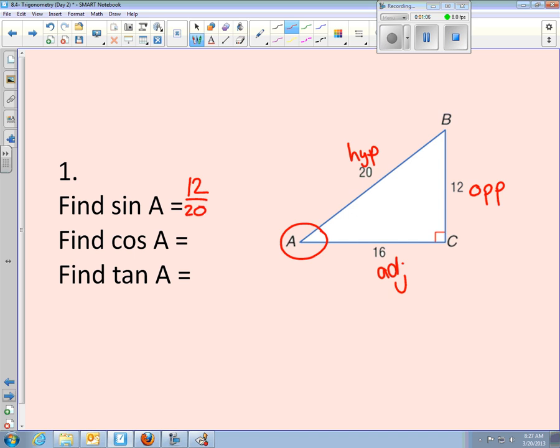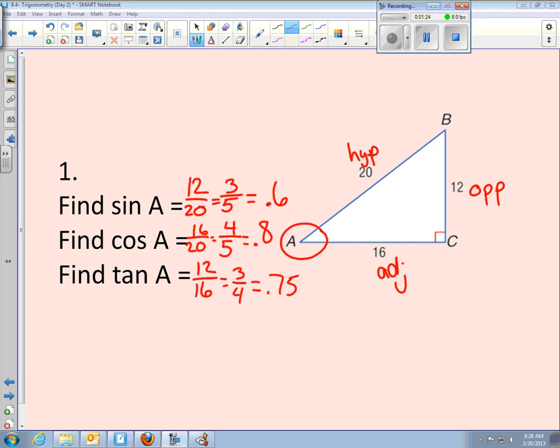All right, so sine of A, remember, is opposite over hypotenuse, so we have 12 over 20, and if we reduce that, because we can, that's going to give us 3 over 5. Both of them are divisible by 4, and as a decimal, that will be 0.6. All right, you take a moment, pause the video, and finish cosine and tangent, and we'll come back and I'll have that for you.